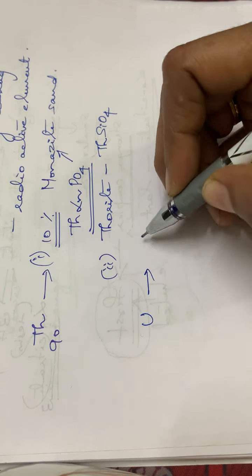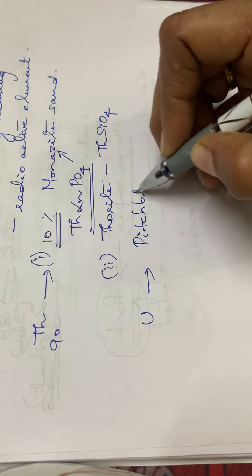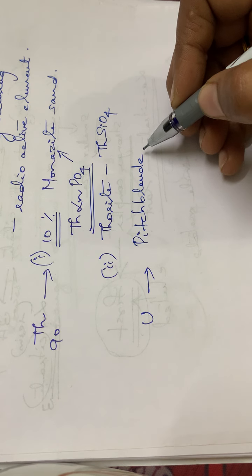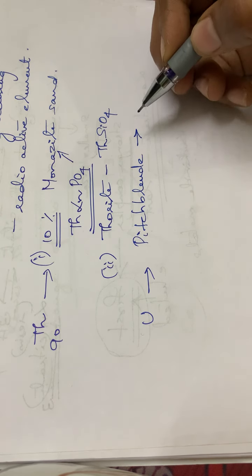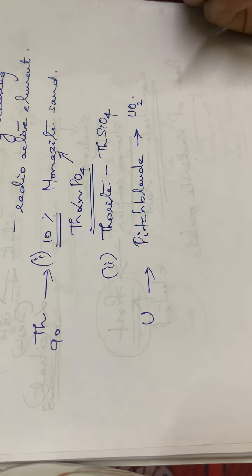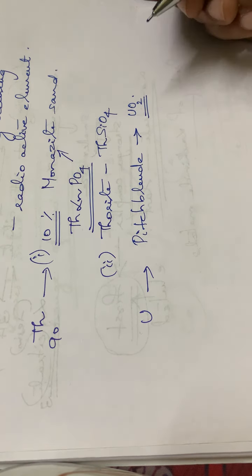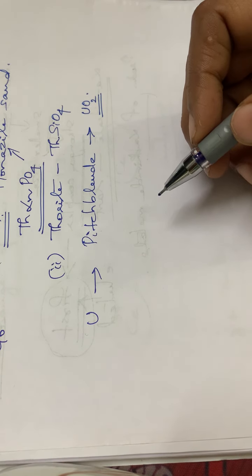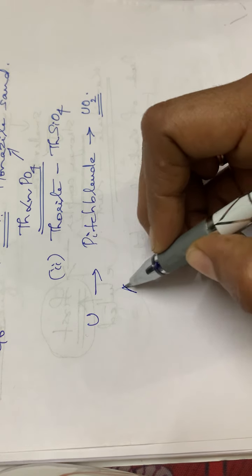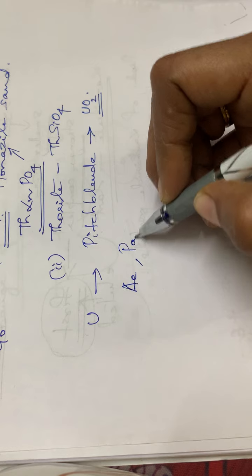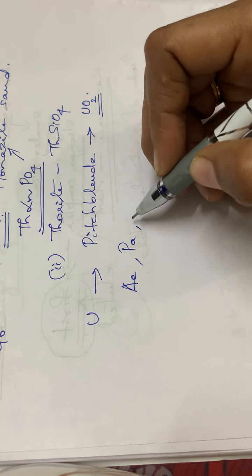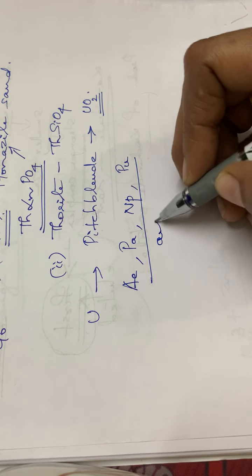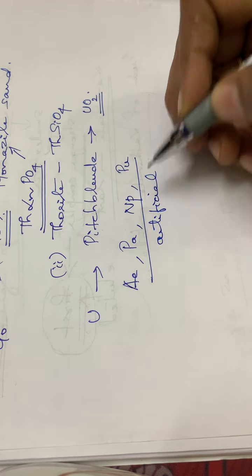Then again, uranium. Uranium is extracted from pitchblende, the ore of uranium, and its formula is the oxide, UO2. Then some of the artificial radioactive elements present in the actinide series are actinium (Ac), protactinium (Pa), neptunium (Np), and plutonium (Pu).